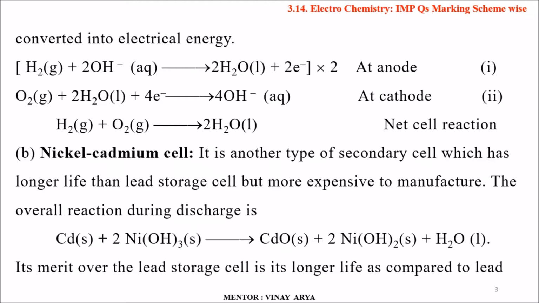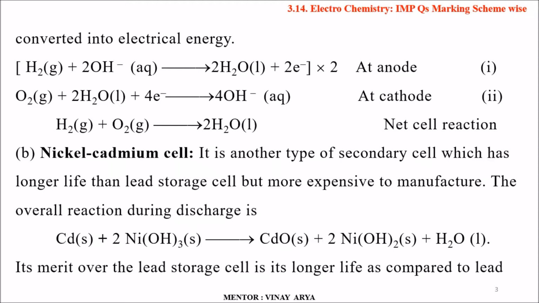Now the first equation is to be multiplied by 2. Students, since we have to make the electrons equal, we are multiplying the first equation by 2 so that the 4 electrons on the product side in the first equation can be cancelled with the 4 electrons on the reactant side in the second equation. So the overall net reaction becomes H2 gas plus O2 gas gives 2 H2O. Now here 2 hydrogen molecules will be used, so 2 H2 plus O2 gives 2 H2O. This will be the net reaction.